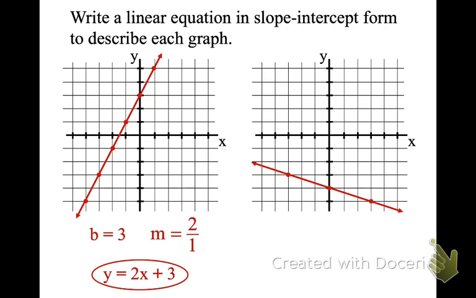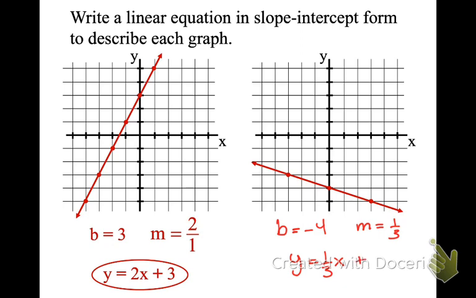I'd like you to pause the recording and do the next one. Go. Okay, what's my M? The slope is 1/3. My M is 1/3. And my B? -4. And so what is the equation? Y equals 1/3 x minus 4.